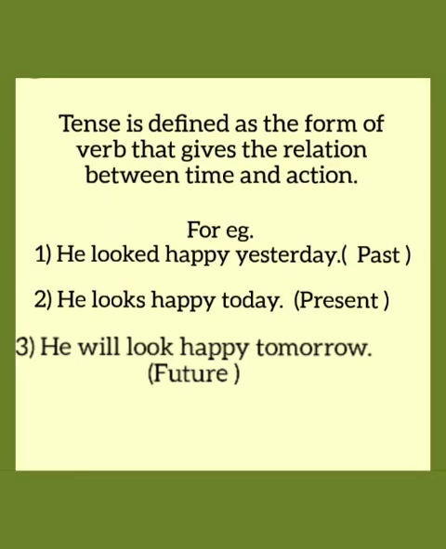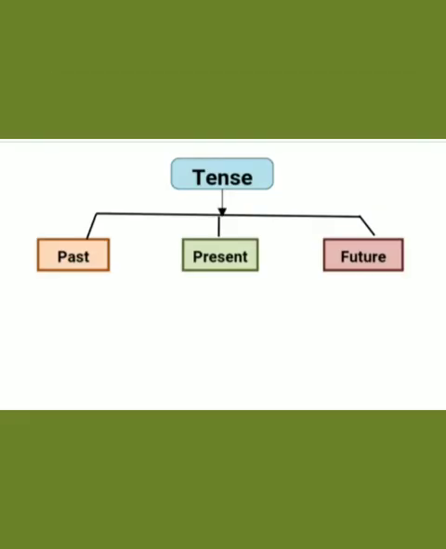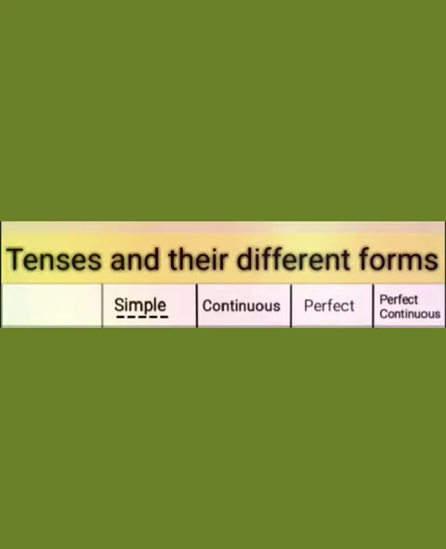Now we have seen that there are three tenses: past, present, and future. And each of these tenses has four forms based on the time and performance of action. So these forms are indefinite or simple, continuous or progressive, perfect, and perfect continuous.